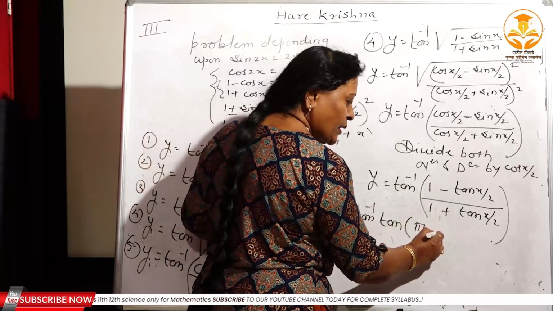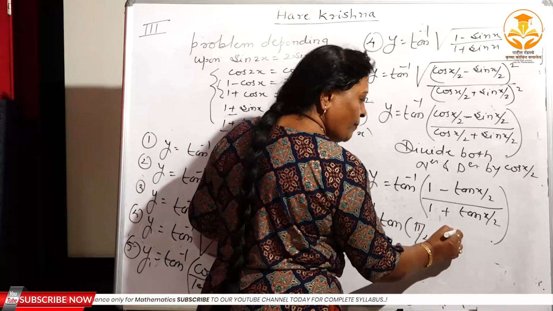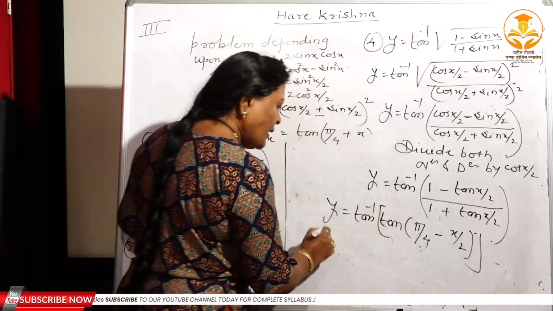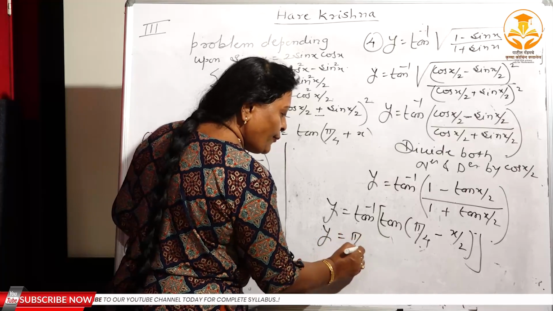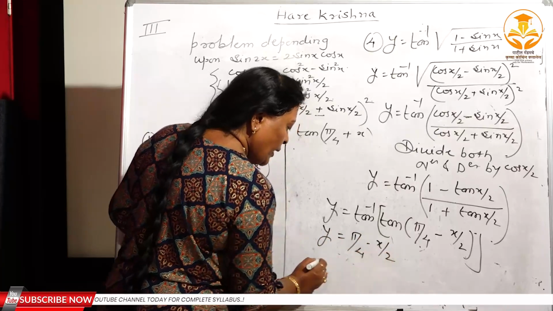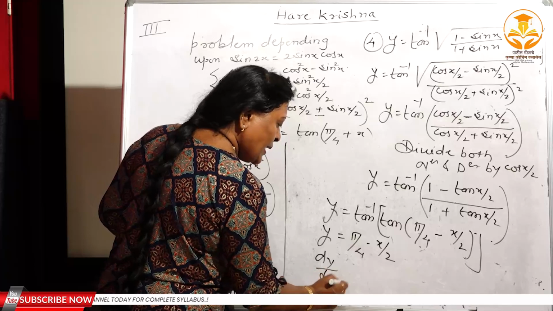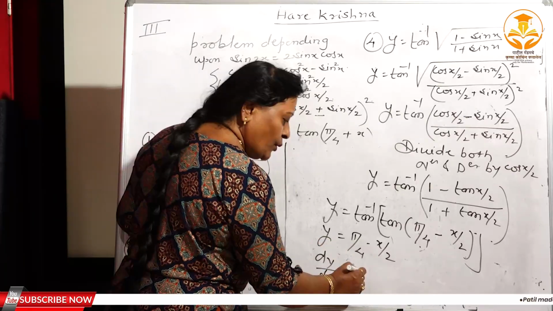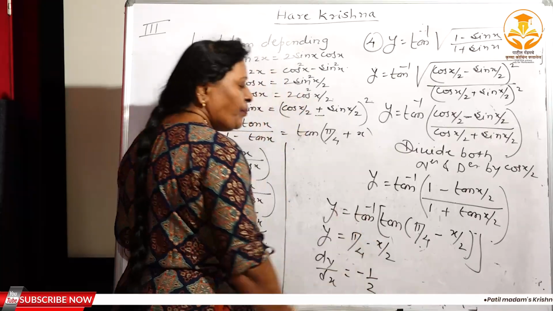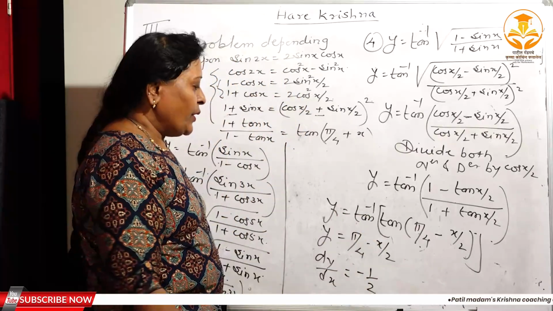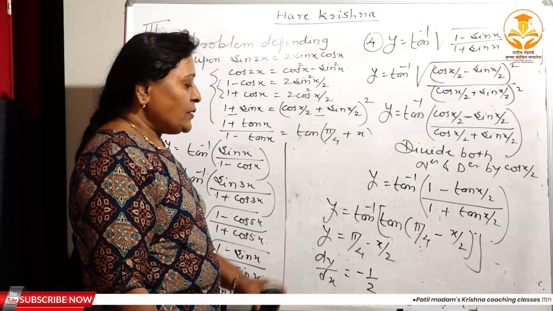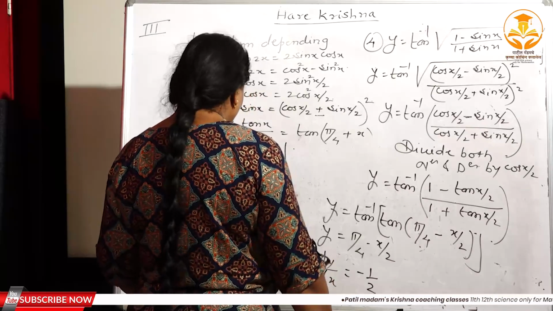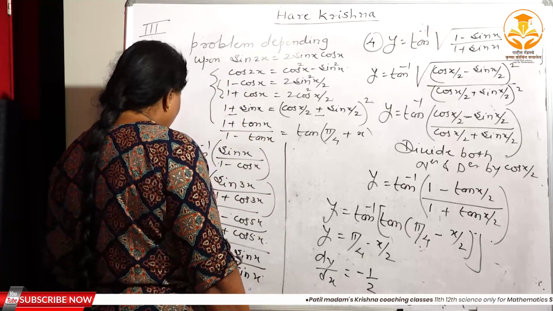In the numerator, what is there? Minus. And what is the angle here? x by 2. So again, see, tan inverse tan get cancelled. Pi by 4 minus x by 2. Therefore, dy by dx is equal to, what is the derivative of pi by 4? Constant. It is always equal to 0. Minus 1 by 2 remains as it is, and the derivative of x is equal to 1. Therefore, here you have got minus 1 by 2. Isn't it? So again, the fourth one I have done here.